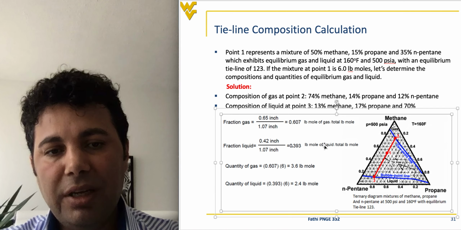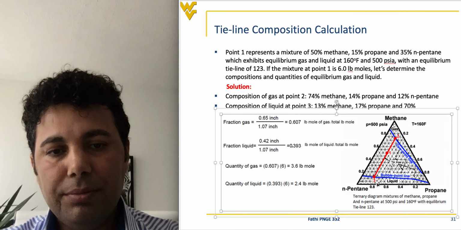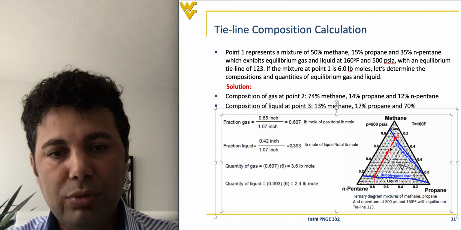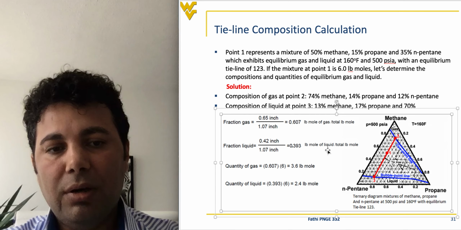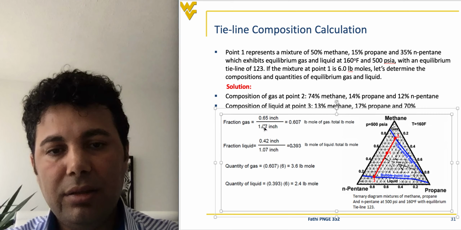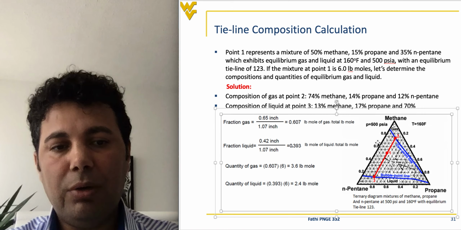This is 0.65 inches over 1.7 inch. So I'm doing this for the liquid, so it's 0.42 inch over 1.07, and this is 0.393 pound of liquid per pound of mixture. For the gas, I know here I have 0% gas, here I have 100% gas. So the amount of gas at point 1 becomes 1-3 over 2-3. So the 1-3 length, if I measure it by ruler, is 0.65 over 2-3, which is 1.07. It becomes 0.607 pound per pound of mixture.